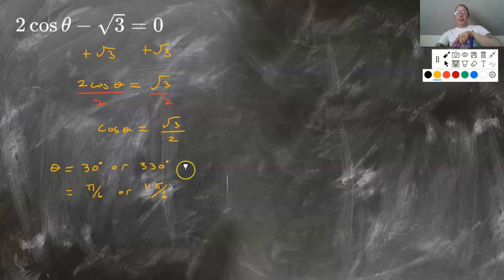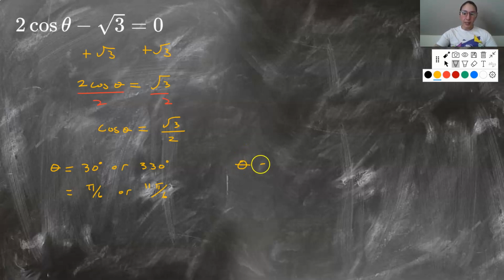So I could go around the circle again, and this could be 390 degrees. I can keep going around the circle again and again. And there's going to be infinitely many answers that will make this true if I just keep going around the circle. So how do we express that?